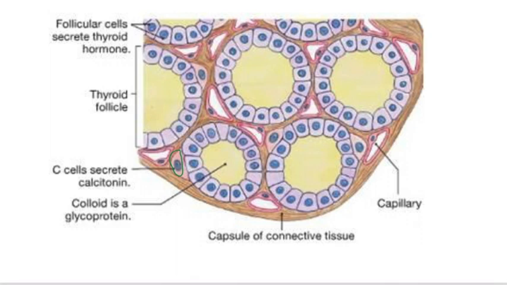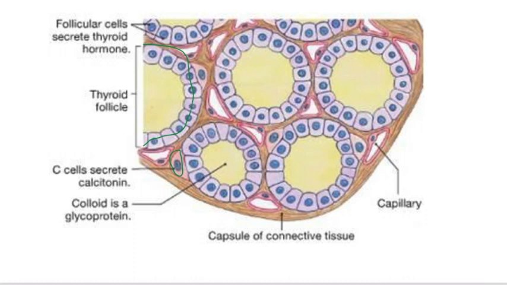So we have follicular cells, which line, and then we have a colloid area in here, which is a glycoprotein. The follicular cells are what are going to synthesize the thyroid hormone. So this whole unit is what we call a thyroid follicle.